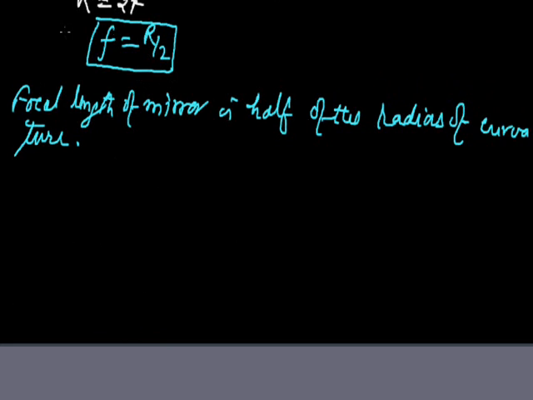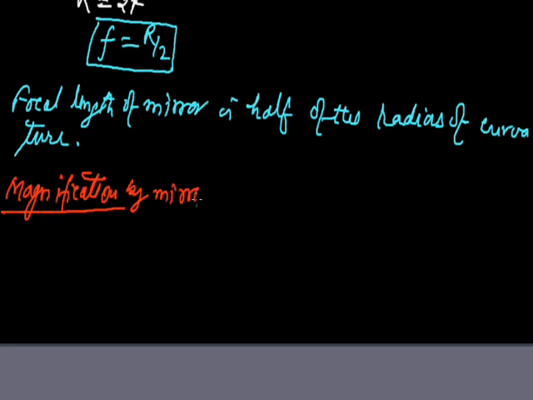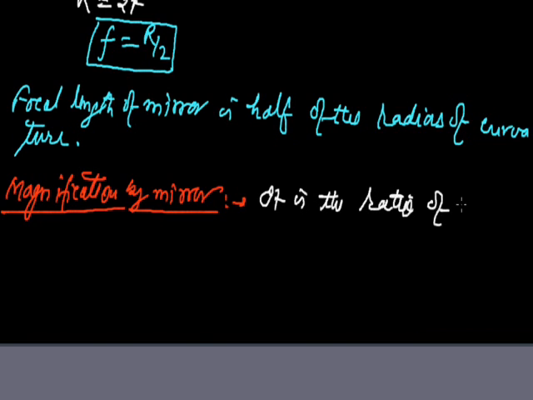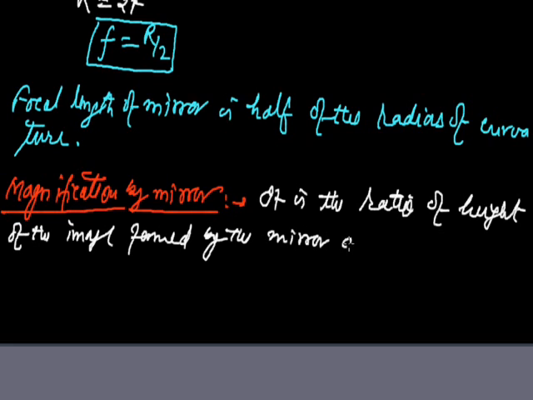Now the magnification by mirror. The linear magnification of a spherical mirror is the ratio of the height of the image formed by the mirror to the height of the object.